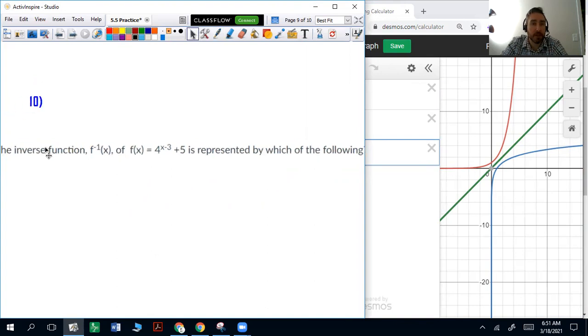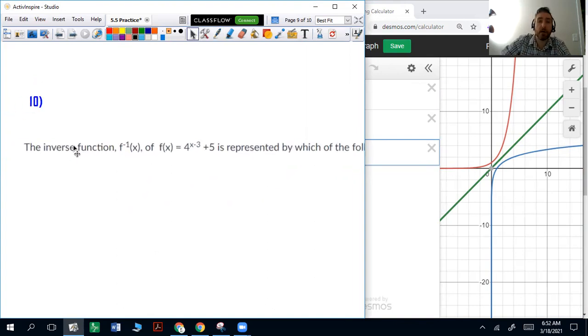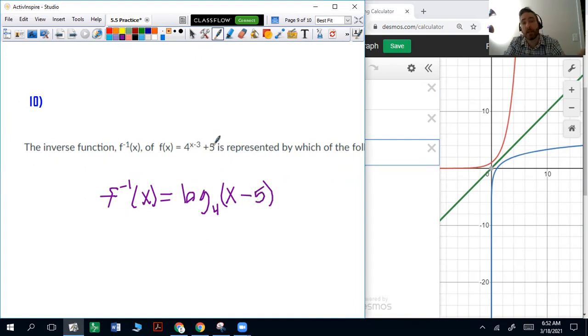When you start shifting it, the inverse function, f of x is 4 to the x minus 3 plus 5. So number 10, the way that looks is you'll say the inverse function. You're going to say log base 4, always whatever the base is. But in the parentheses, you won't do x minus 3, you'll do x minus 5. So we're going to take the number on the outside, change the sign, and bring it in. And then the number up here will go outside, change the sign, so plus 3.